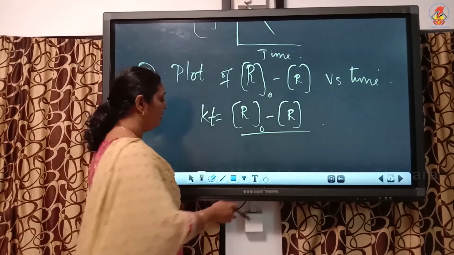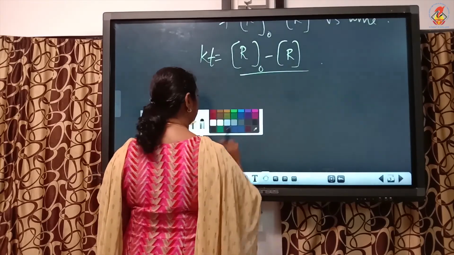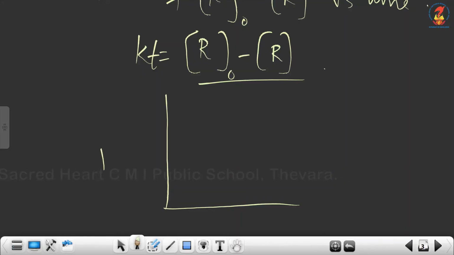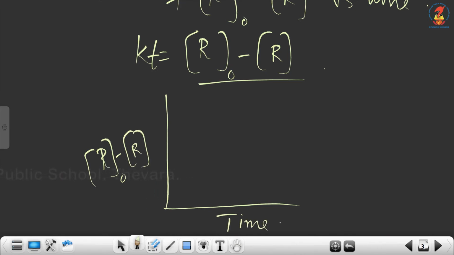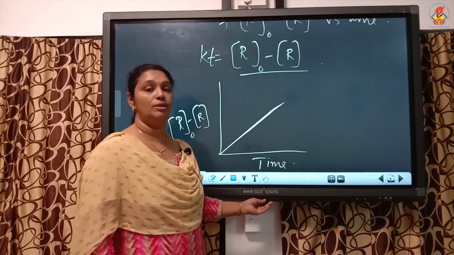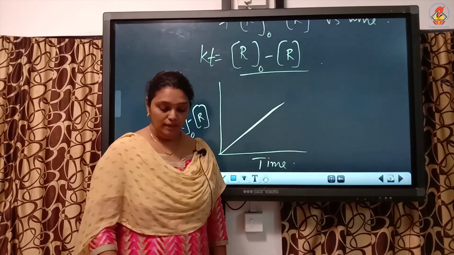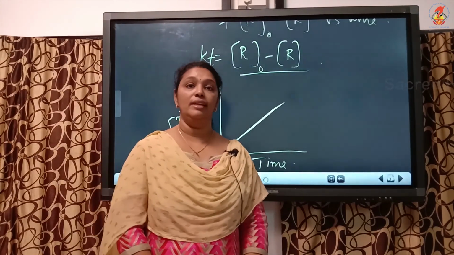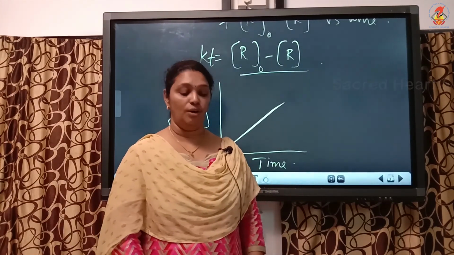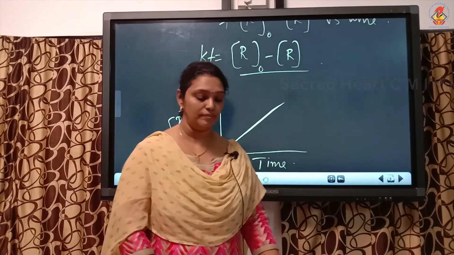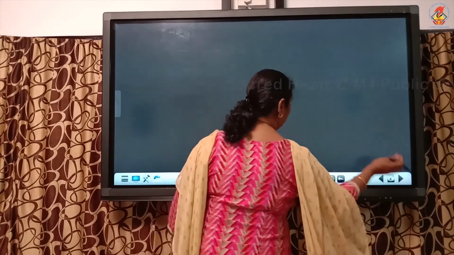So when you plot a graph between R0 minus R against time, you get a straight line passing through the origin. So this is the nature of the graph. So these are the three graphs for a zero order reaction. Now next let's see the half life of a zero order reaction. So the next heading is half life.